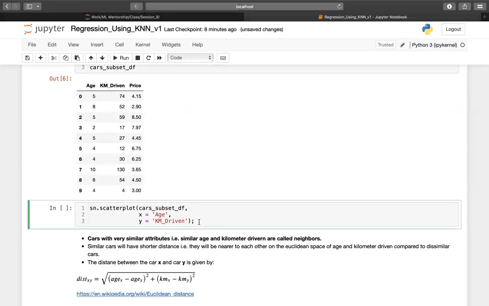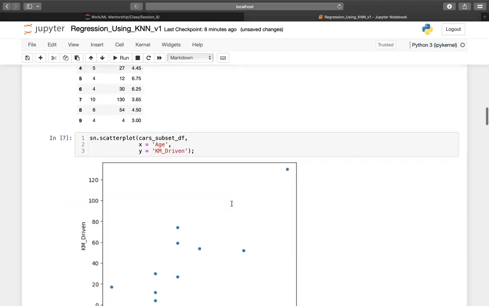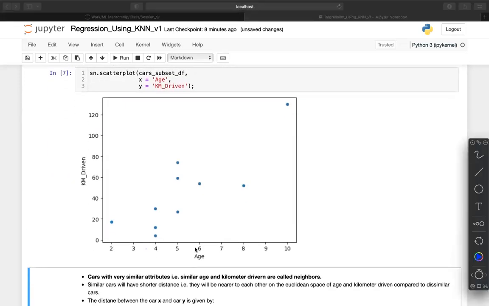Now let's say we'll depict that in a scatter plot. So the x-axis is age and y is kilometer driven. Now if I ask which is the neighbor of this particular example, this car is probably about 5-year-old and it has been driven about 60,000 kilometers.